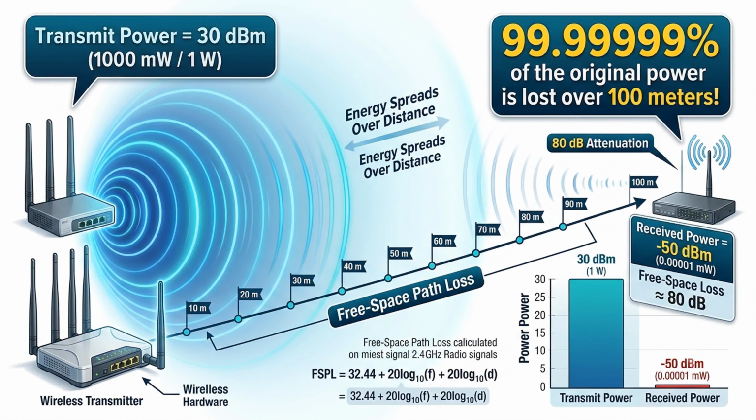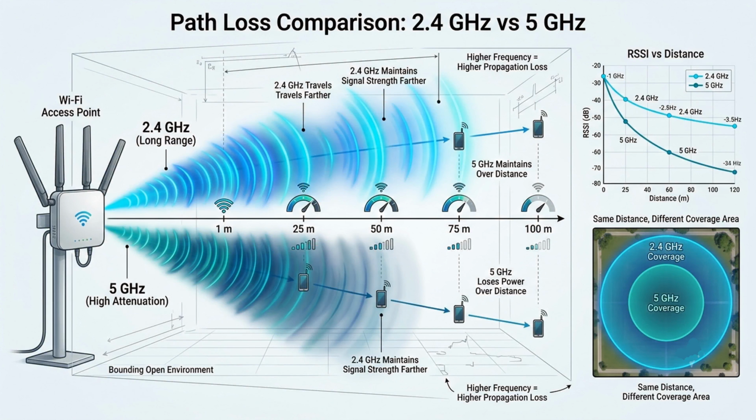For example, the free space loss for 2.4 GHz at 100 meters from the transmitter is about 80 decibels. If the radiated power is 30 dBm, or 1000 milliwatts, or 1 watt, the received signal at 100 meters will be minus 50 dBm, which is equal to 0.00001 milliwatts. Therefore, in 100 meters, the RF signal loses 99.99999% of the power.